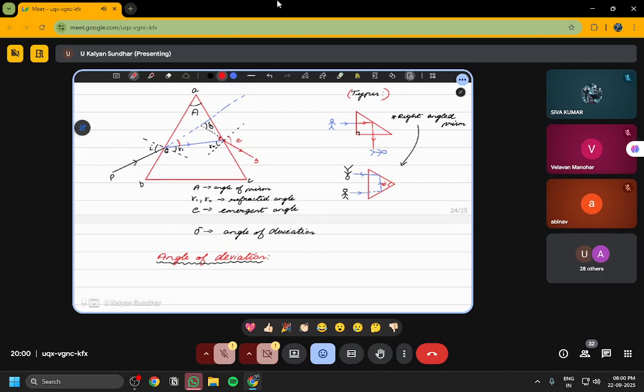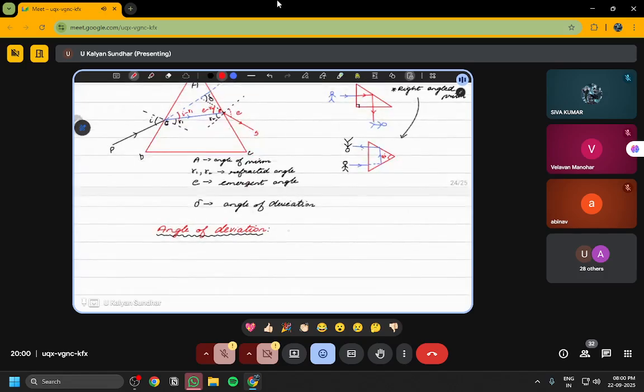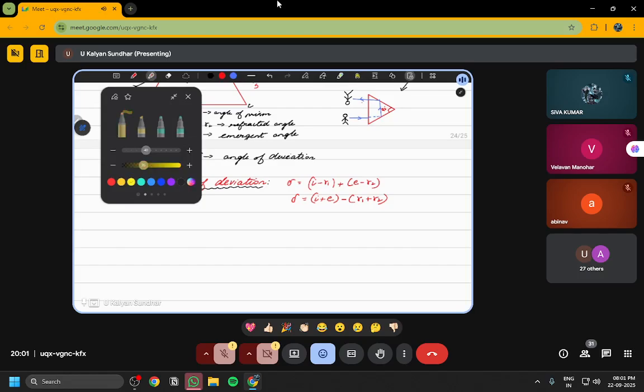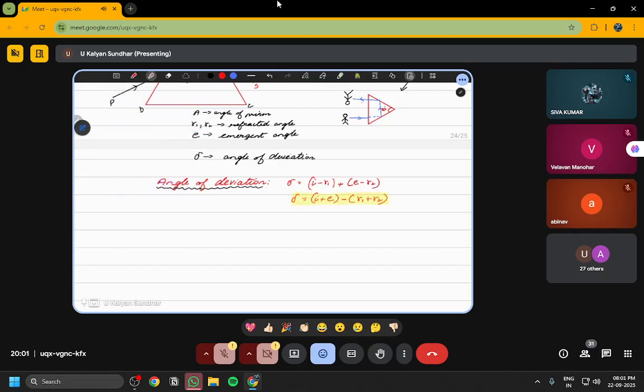i minus R1. Similarly, this angle is E minus R2. Interior angle sum is your exterior angle. So I can write this as angle of deviation is equal to i minus R1 plus E minus R2. கரெக்டா? இதை நான் எப்படி எழுதலாம்? Deviation is equal to i plus E minus of R1 plus R2. This is going to be your angle of deviation.